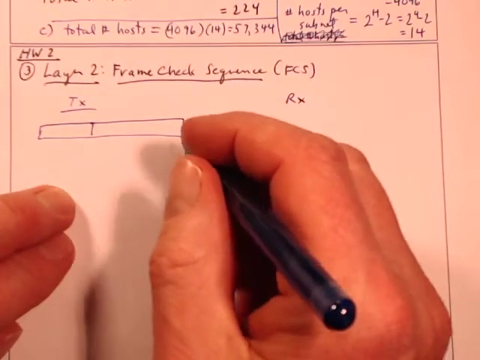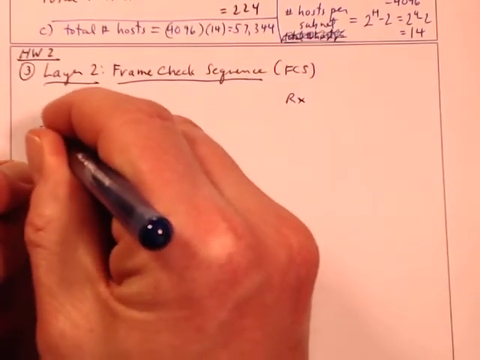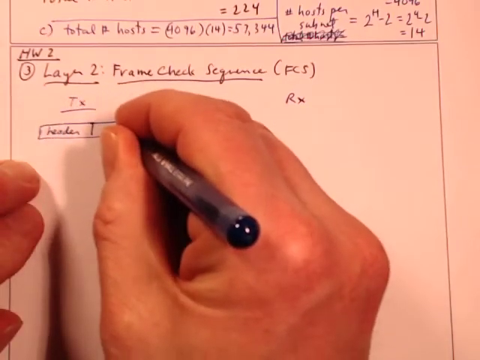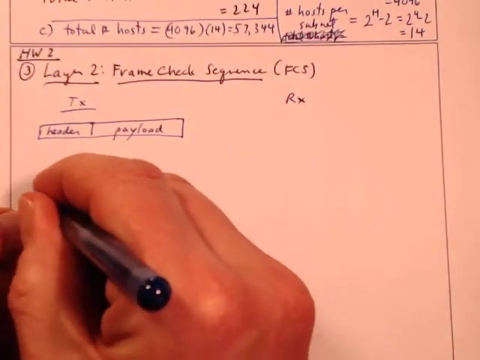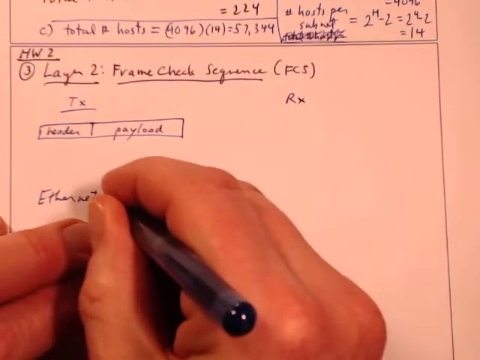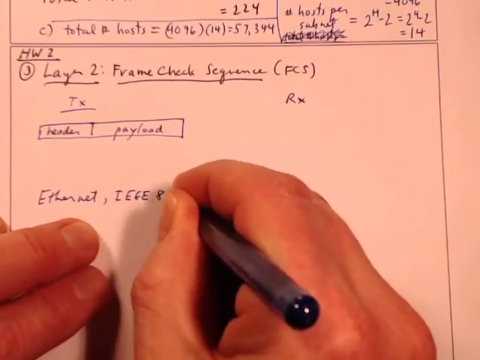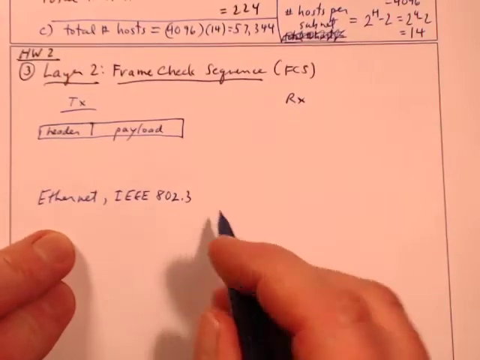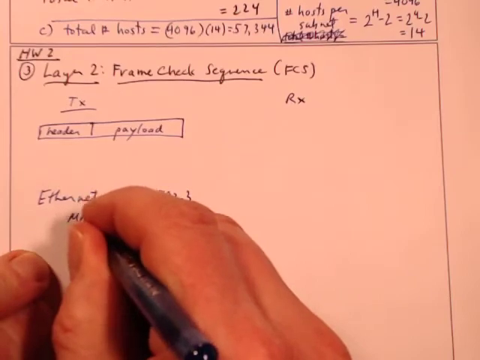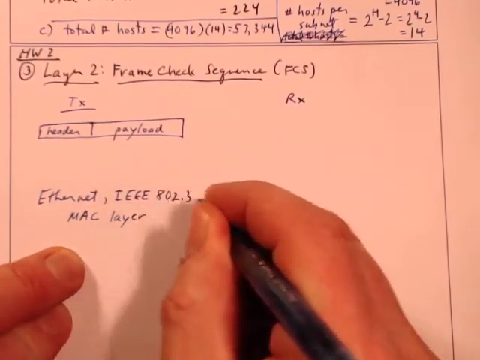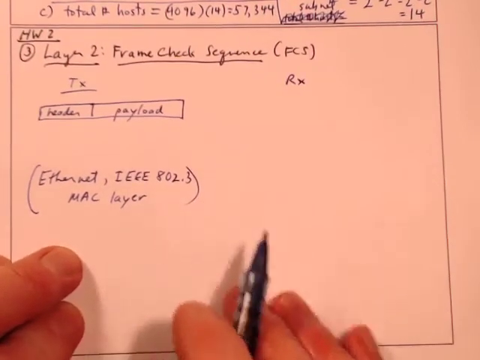Basically, you've got the header, we've got the payload, and this is the Ethernet, or the IEEE 802.3 standard, and this is also known as the MAC layer. So this is really only part of layer 2, but this is the MAC layer that we're considering right now.